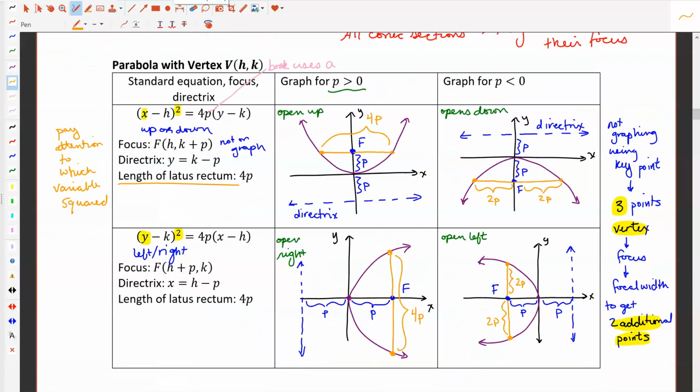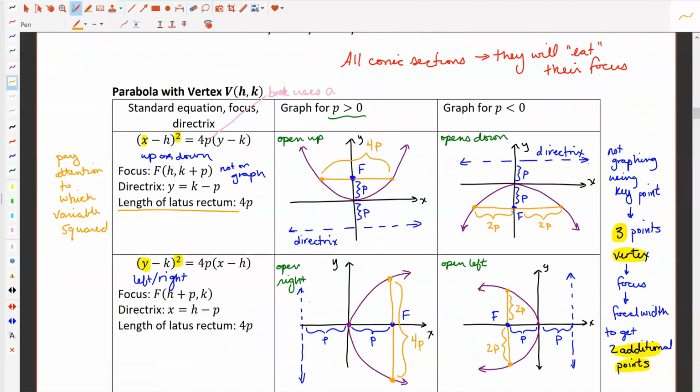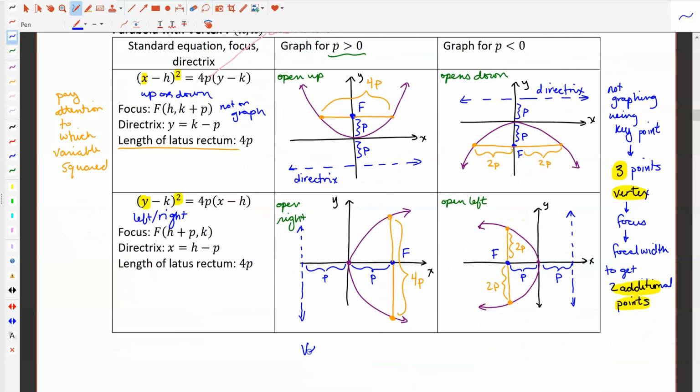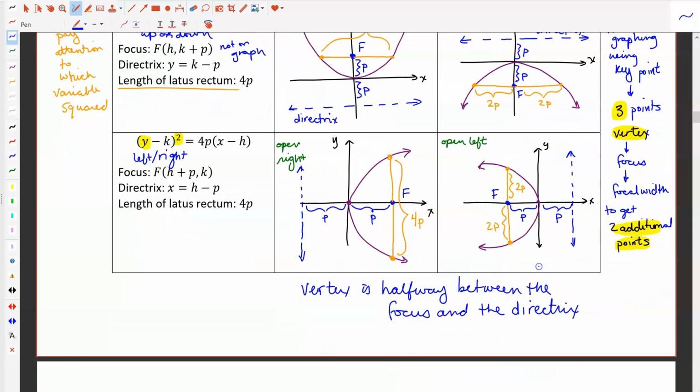All right, and then notice again for every one of these conic sections that the way that the parabola opens, the focus is always going to be inside that parabola, so it's going to eat that focus. All right, and then notice again in all these examples that the vertex is halfway between the focus and the directrix. All right, so let's take a look at some examples.